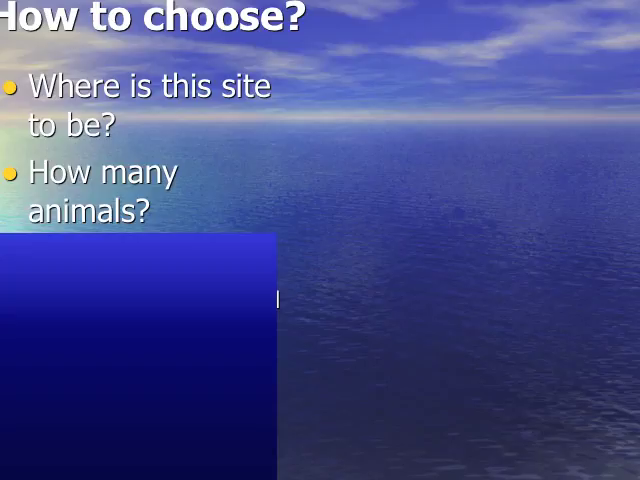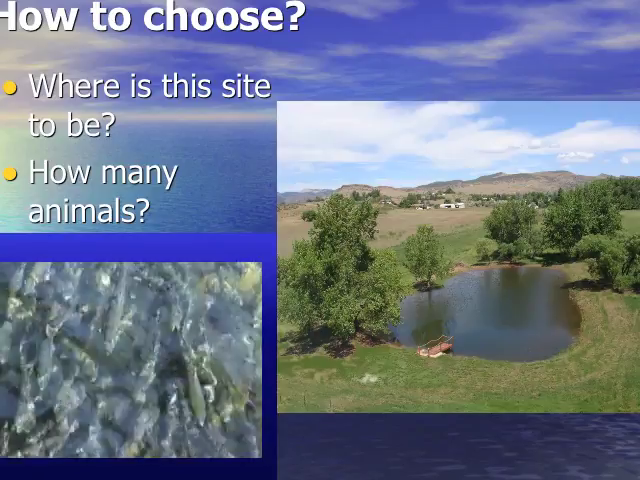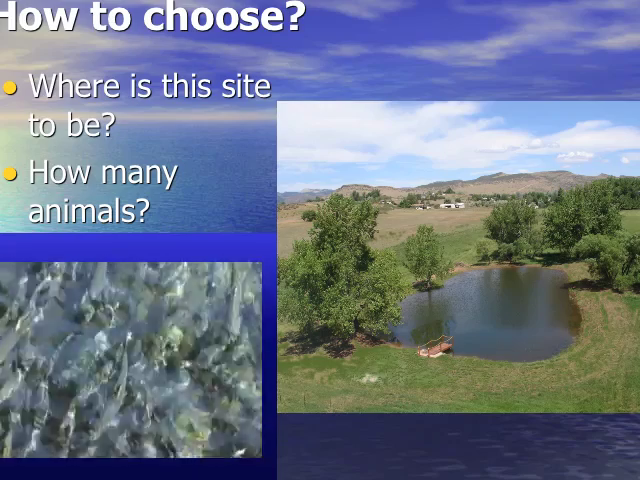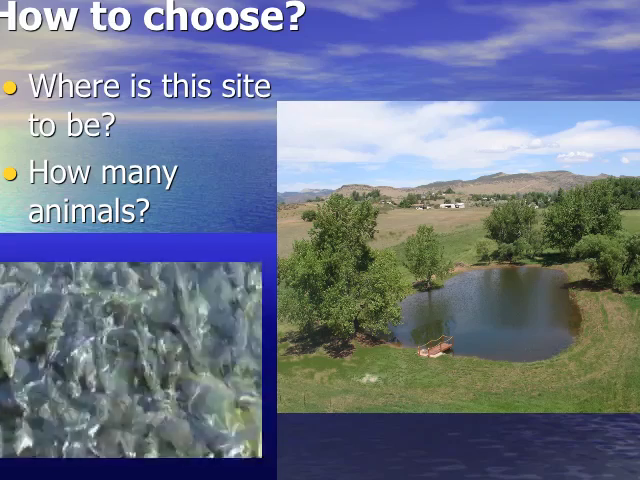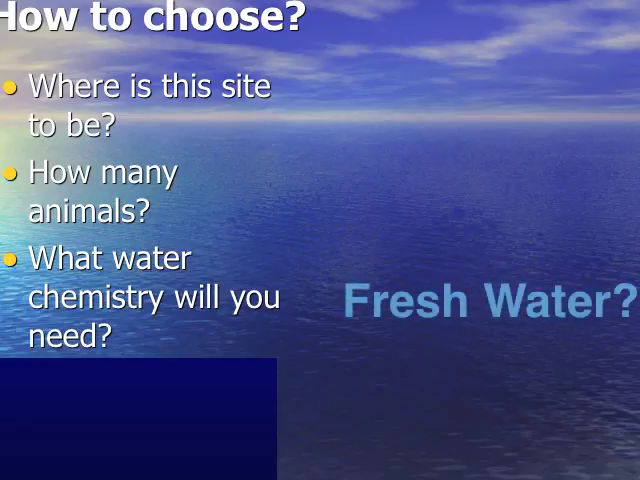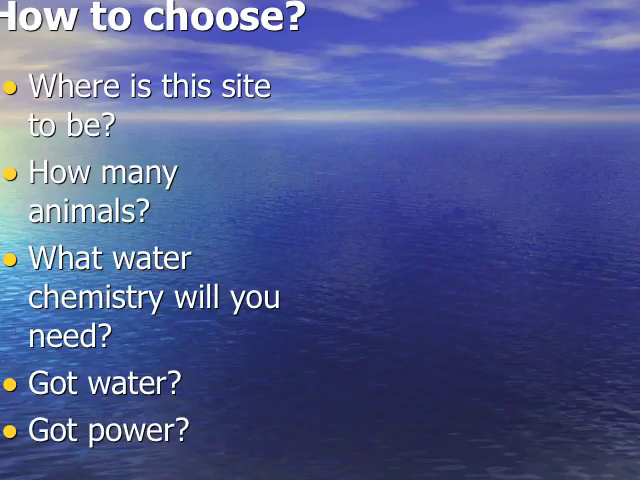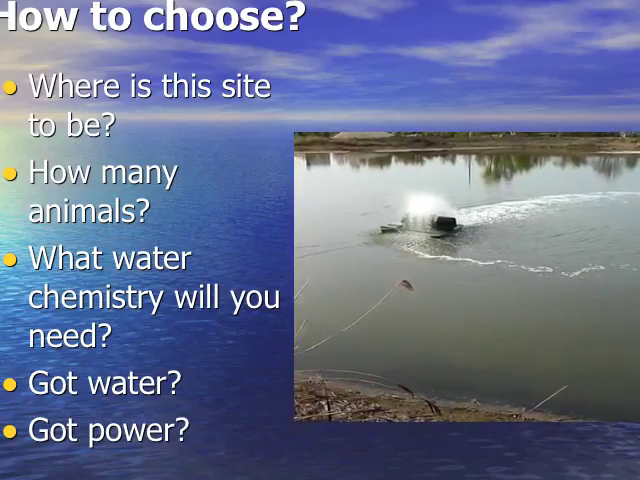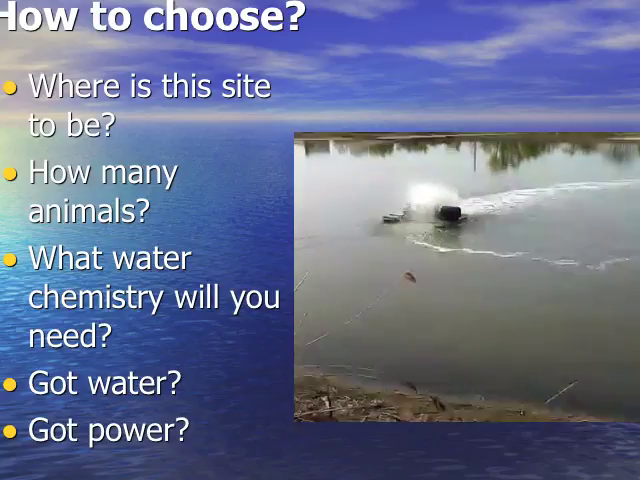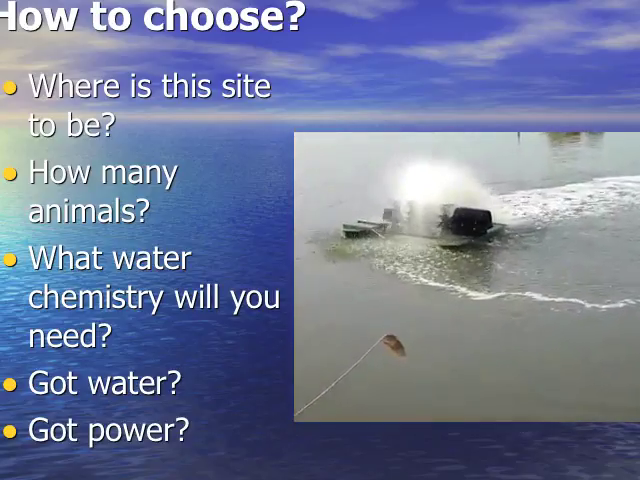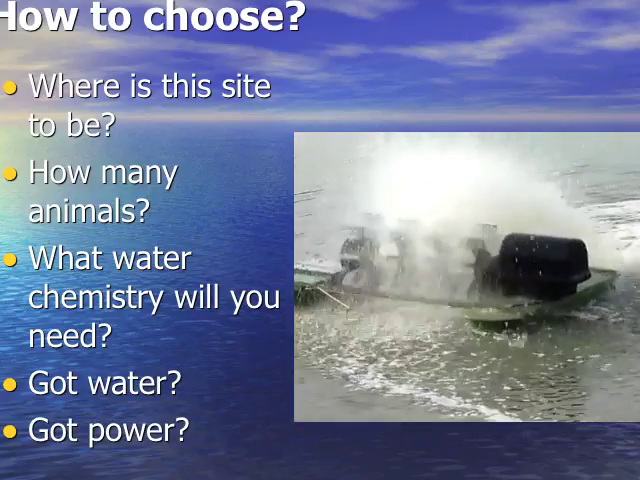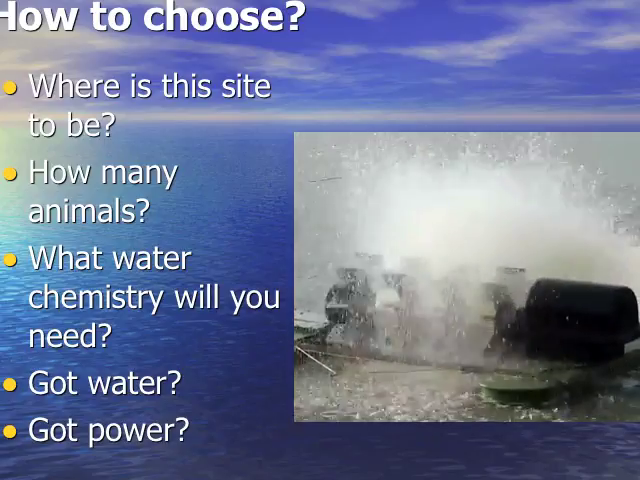The second, which is one of the most important, is the number of aquatic animals you're going to culture or raise in that unit of water. Another point is the type of water chemistry that you may require for that species of interest. And the last one is, do you have the required energy to maintain water life? Does your type of system require water circulation or aeration to keep your animals alive?